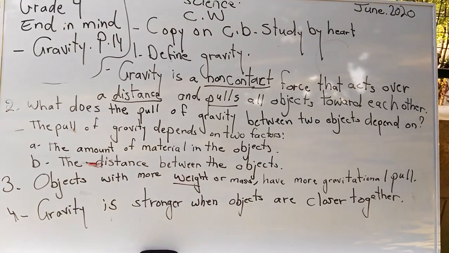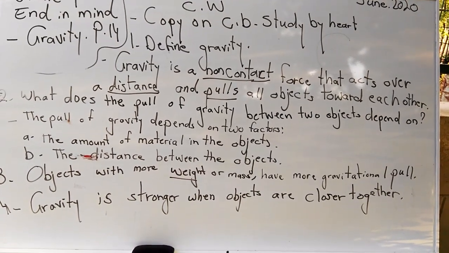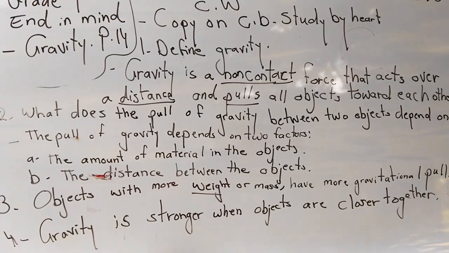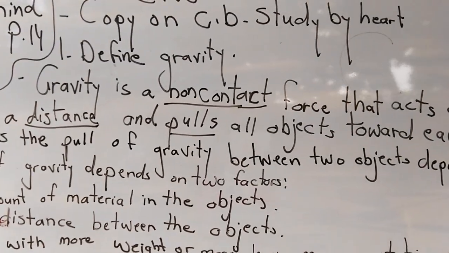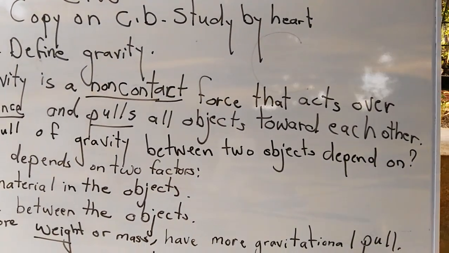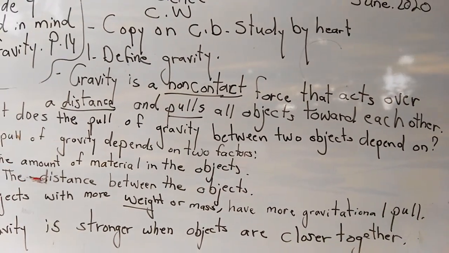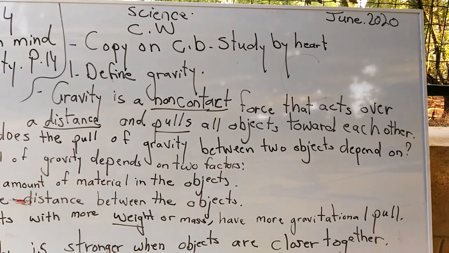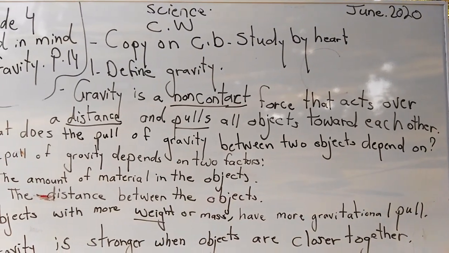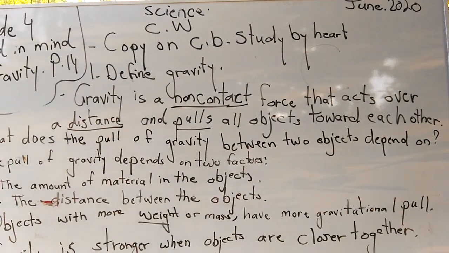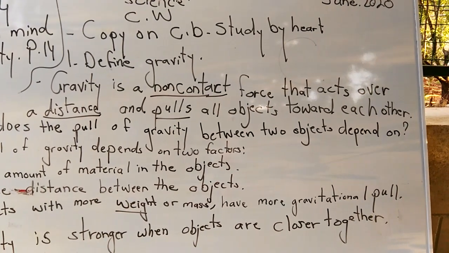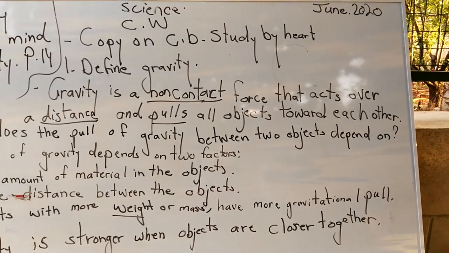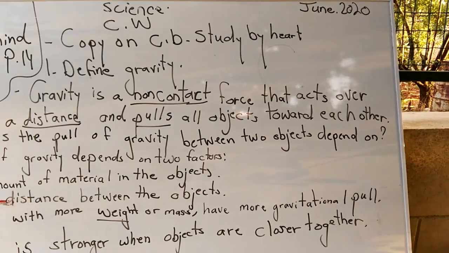Okay, number 1, define gravity. What is gravity? Gravity is a non-contact force that acts over a distance and pulls all objects toward each other. What does it mean, non-contact? Non-contact means there is no contact between the two objects.